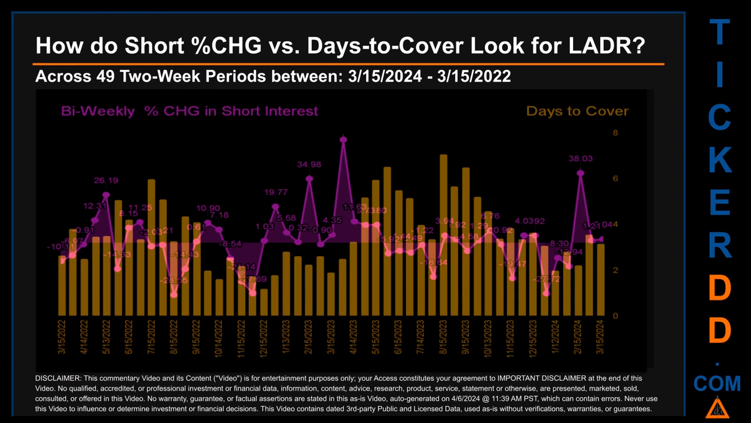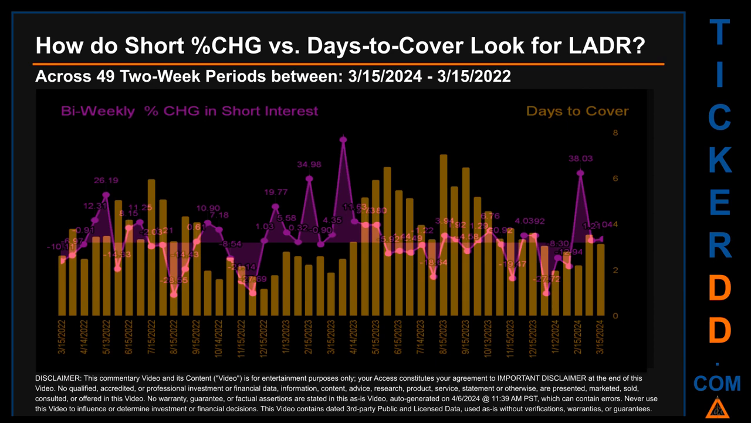Other interesting data points include: the largest percentage increase in short interest was 56.30%. It occurred once on March 31, 2023 settlement date. The largest percentage decrease in short interest found across those 49 two-week snapshots was minus 28.55%. It occurred once on August 15, 2022 settlement date.